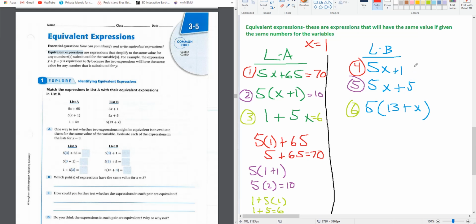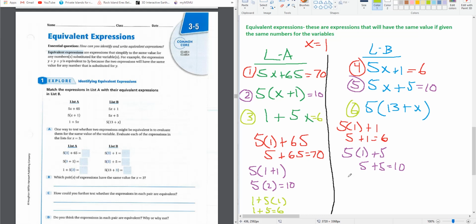Okay, now, if they are equivalent expressions, then they should come out to the same value if given the same number for their variable. So which means I'm also going to use 1 for this side. So here I got 5 times 1 plus 1, which is 5 times, multiplication happens first, so 5 times 1 is 5, plus 1 equals 6. There you go. Equals 6. Then we have purple. 5 times 1 plus 5. So 5 times 1 is 5 plus 5 equals 10. Okay. There you go.